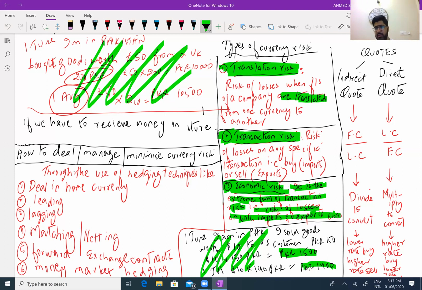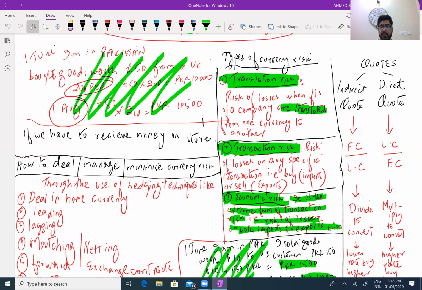I've told you the definition of currency risk at the beginning, that currency risk is the risk that currency rates will go up if you have to make payment in future, or currency rates will go down if you have to receive money in future. I gave you an example that if you're in the US and you have to pay some UK pounds, you're always afraid that rates may go up. If you're in the US and you're receiving money, you're always afraid that rates may go down. This is currency risk.